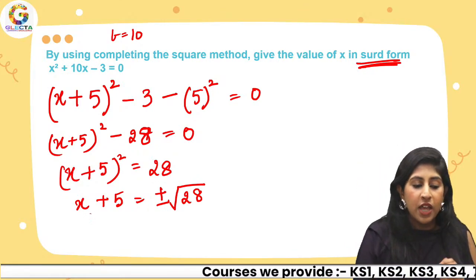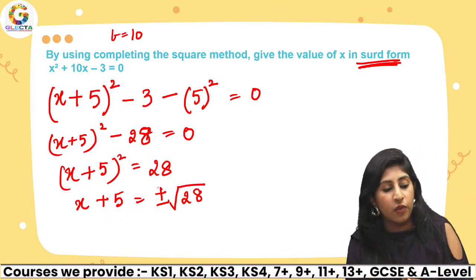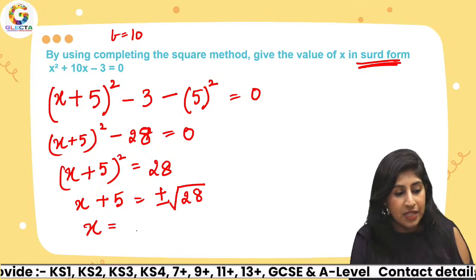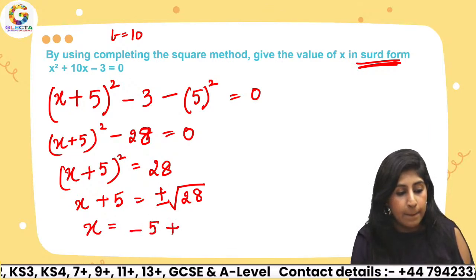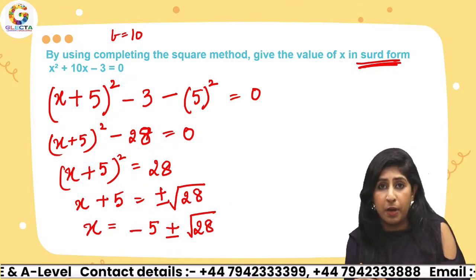So over here, if I'm doing x plus 5 equals plus minus Surd 28, subtract 5 on both sides. This is x equals -5 plus minus Surd 28. And this would be my answer.